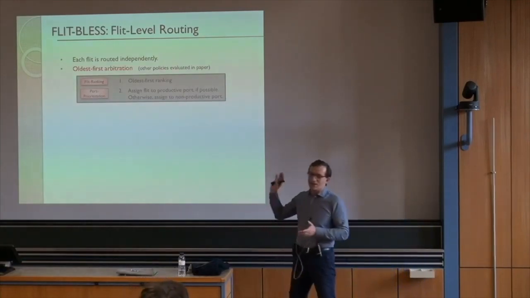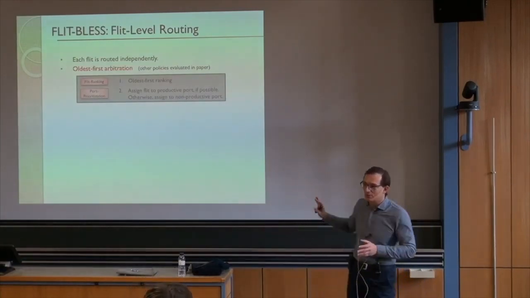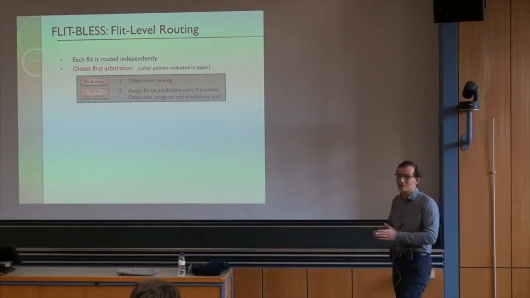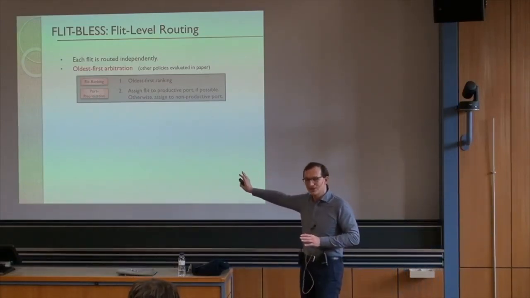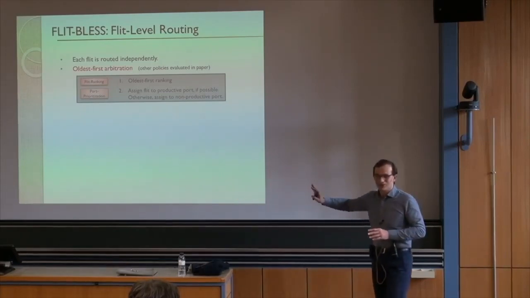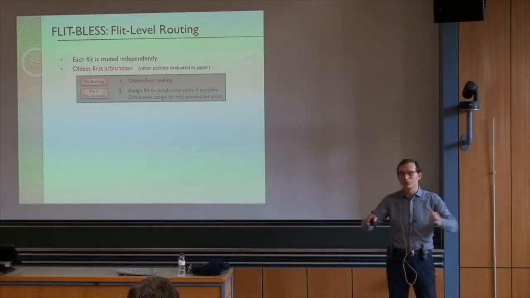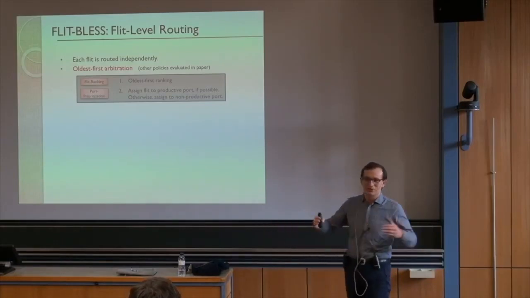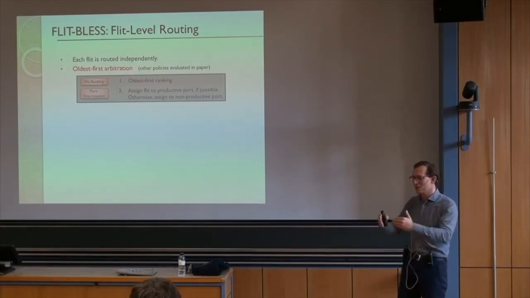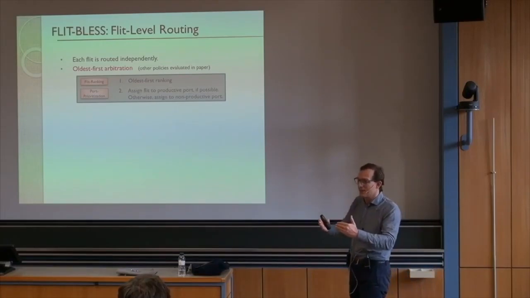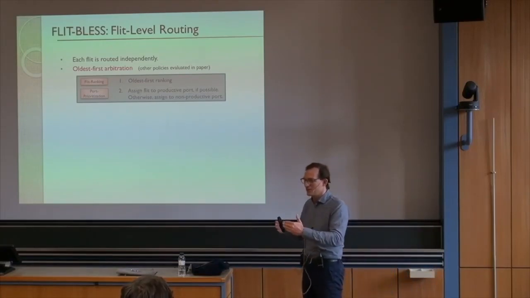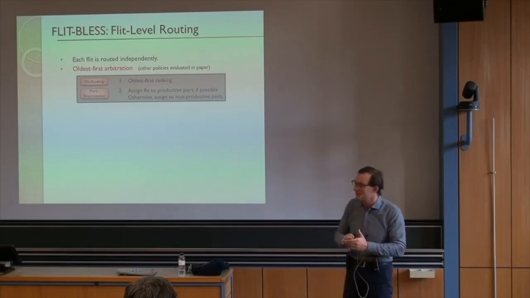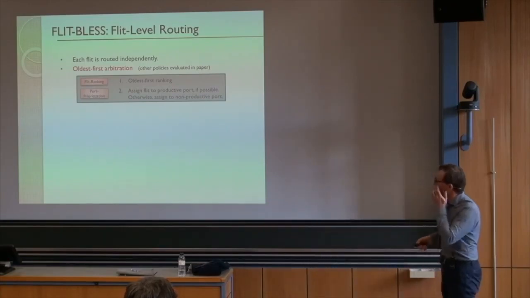So each flit in this case is routed independently. It's called flit-level, so we get rid of some of the benefits of wormhole routing. The paper discusses worm-level routing, which is interesting, but I'm not going to talk about that. Basically, how do you do wormhole routing in a bufferless network? Not so easy, because you need to break the worms sometimes, because you cannot buffer anything. Sometimes the body flit needs to become the head flit in a worm. But you can read the paper for more detail on that.